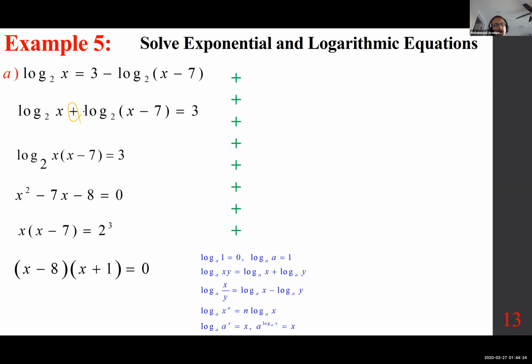Gives you two answers, 8 and -1. Are we done here, class? No. You have to check for positive. We have already solved for x. x is either 8 or -1. It has to be positive.